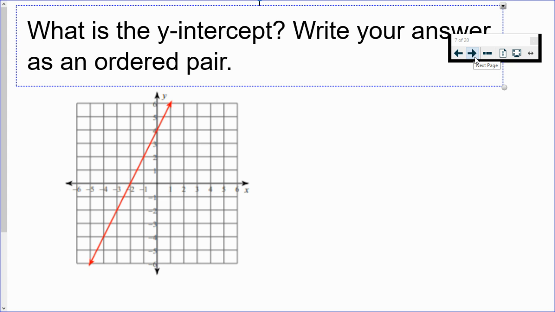What is the y-intercept? Write your answer as an ordered pair. The y-intercept is where a graph crosses the y-axis. This point has an x value of 0 and a y value of 4. The ordered pair would be 0, 4.